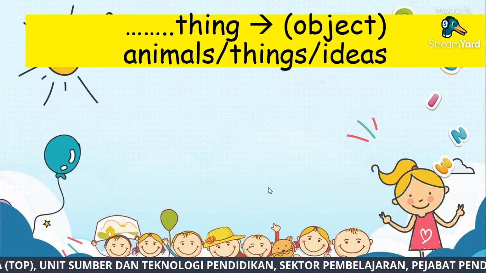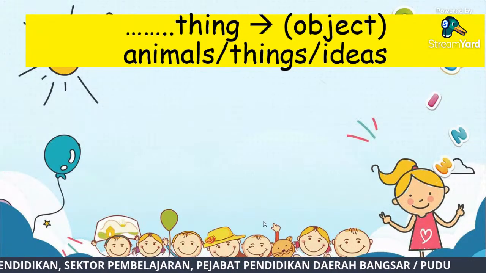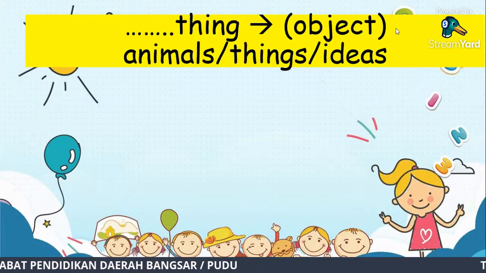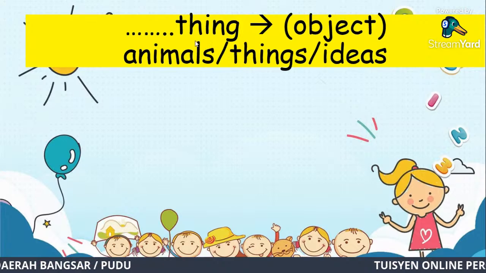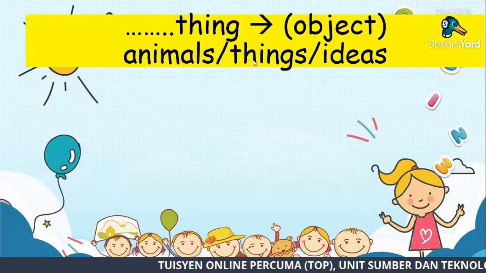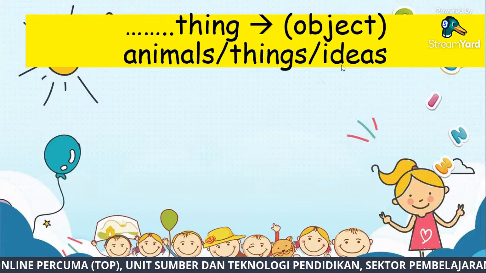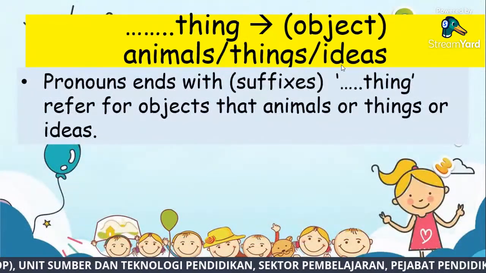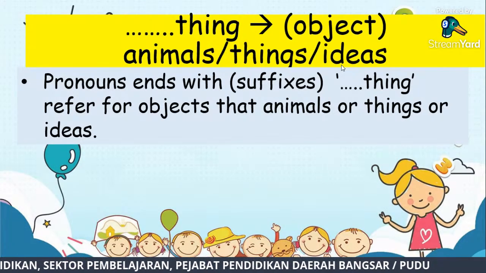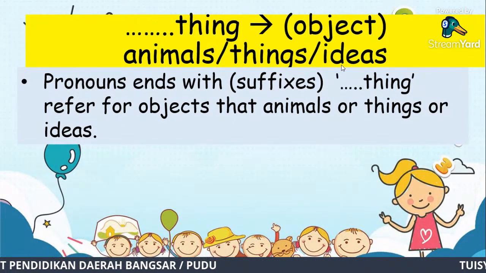Whenever you see an indefinite pronoun which ends with "thing," it will be referring to an object. It can be referring to animals, it can be referring to things, or it can also be referring to some ideas or an idea. So a pronoun ends with suffixes "thing," referring to objects, animals, things, or ideas.